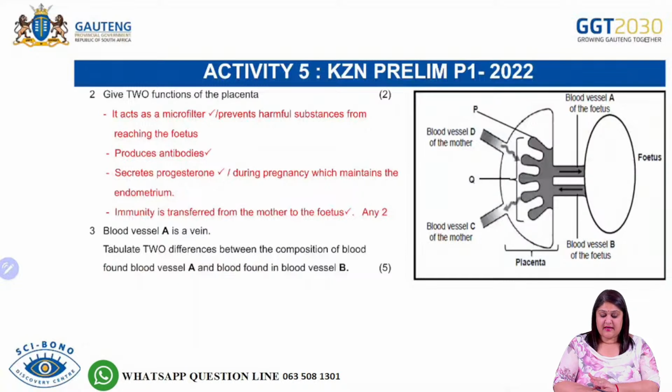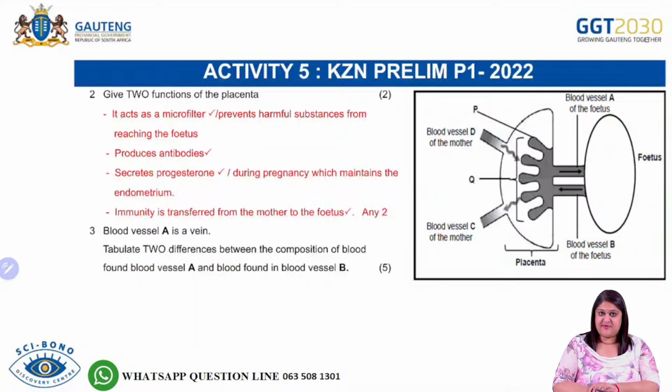And these are basically 3 of them here are protective functions. And they can ask you that sometimes. They can ask you, what is the protective function of the placenta? So you need to know that. Blood vessel A is a vein. So fortunately enough, they're telling you that it's a vein.